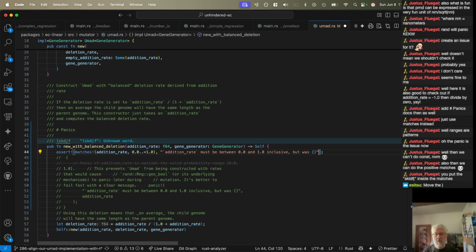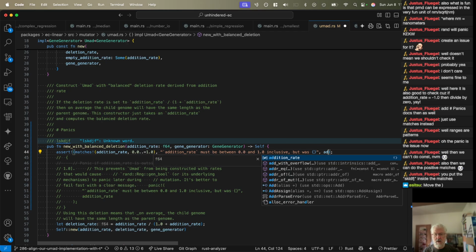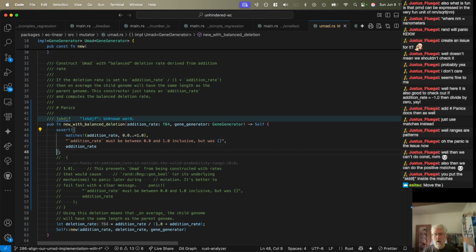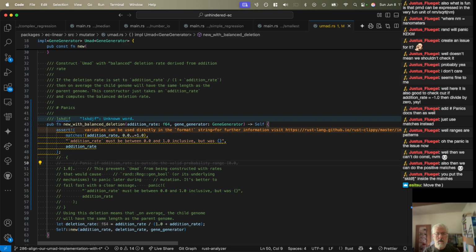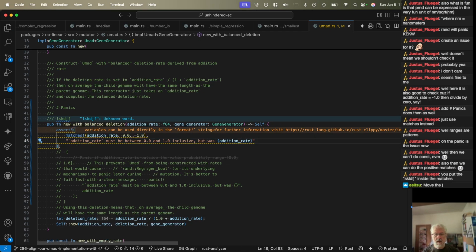Does panic support curly braces stuff? Or assert bang? Oh, and I could just put that directly in there. Yes, that's true. Oh, undo addition rate. And then skip that thing. Haha. Nice.